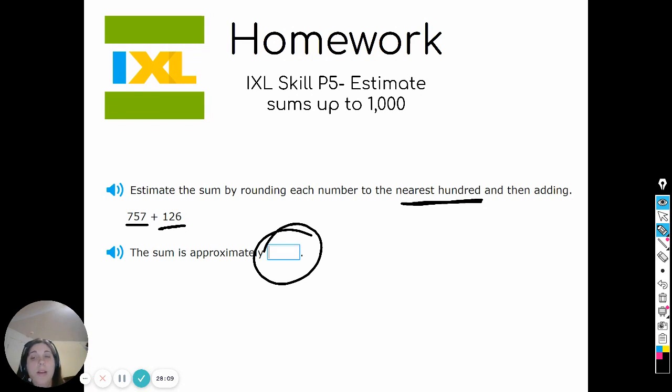Okay? Make sure you don't try to just guess, because then, as you know, your IXL will take you down if you're wrong. It's better to spend the time to actually draw out your vertical number lines and to make sure you're getting your rounding correct, so that your estimation is correct. Okay? Go ahead and begin.